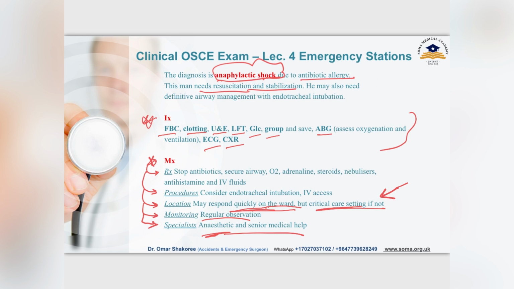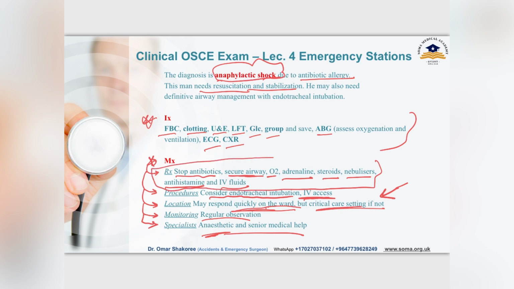Procedures that we will do in anaphylactic shock, we have to put IV access, and we may need endotracheal intubation for those patients. Again, the drugs that we give: adrenaline, steroid, nebulizer, antihistamine, alermine or chlorphenamine, and IV fluid, and remember oxygen, airway secure, and stop antibiotic. These are the main drugs that we give in this condition.